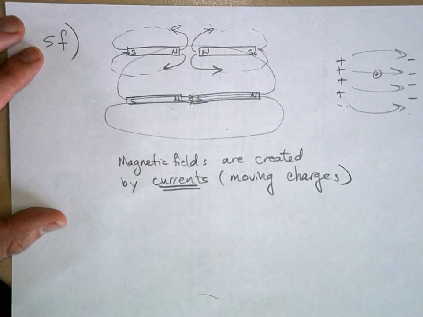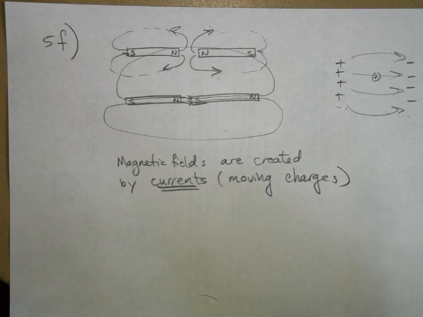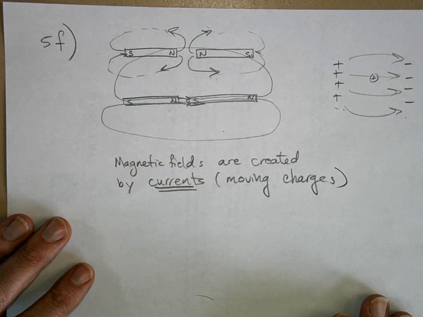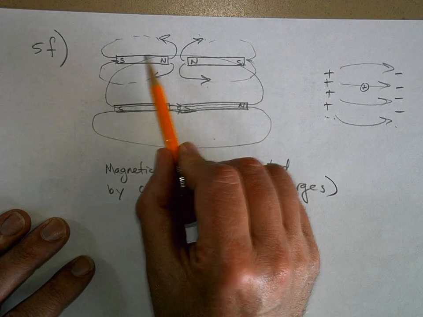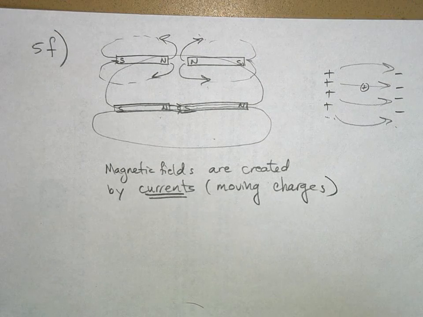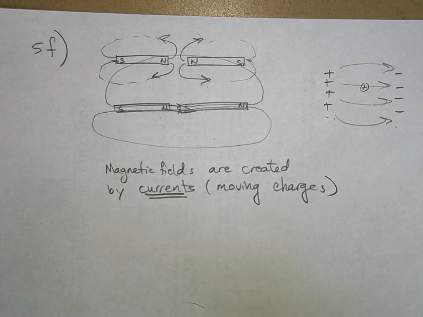Remember that. What creates a magnetic field? Moving charges. Well, now you say, oh, wait a minute, in these bar magnets, there aren't any currents in there. Nobody's hooked up a battery to it. Yes, there are. There are currents in there. Now, I don't have time to go into the details of it.